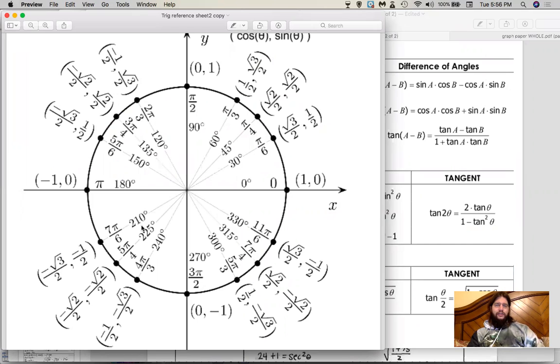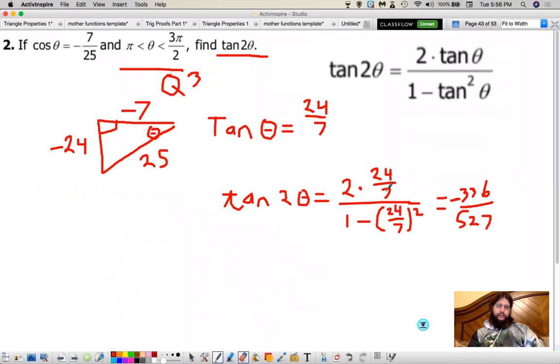Remember, it's all seniors turn crazy. So the tangent's positive in the first and the third quadrants. So if you just so happen to land in either the second or fourth quadrant whenever you double it, tangent's going to be negative. So don't let those signs fool you.